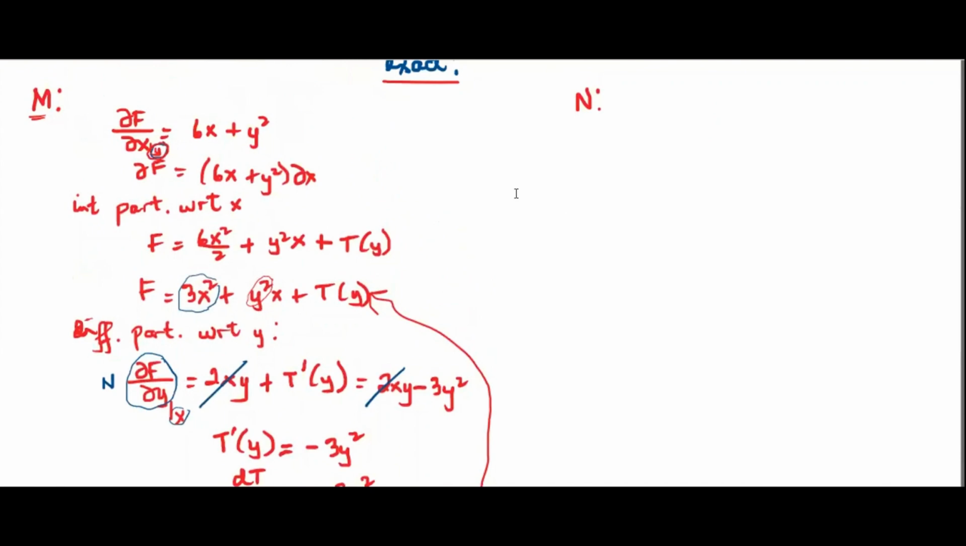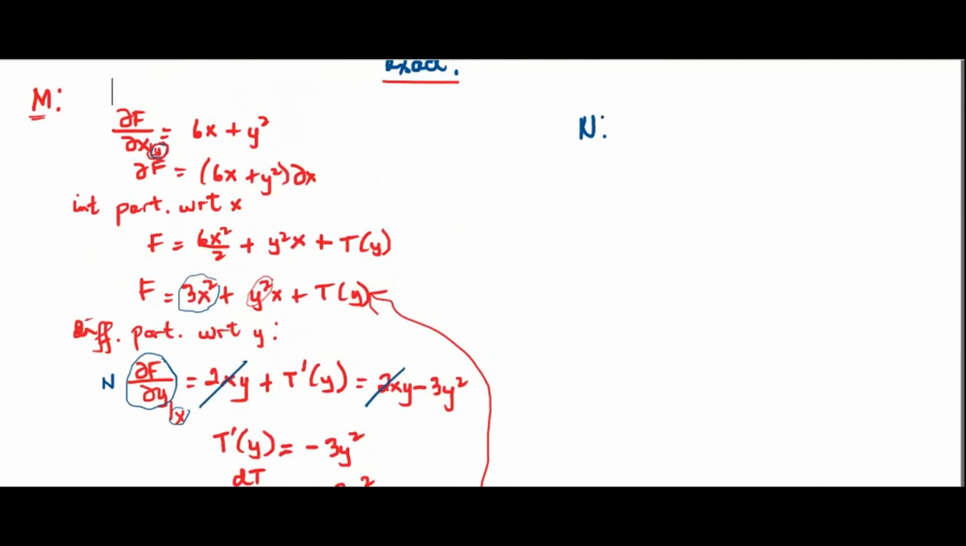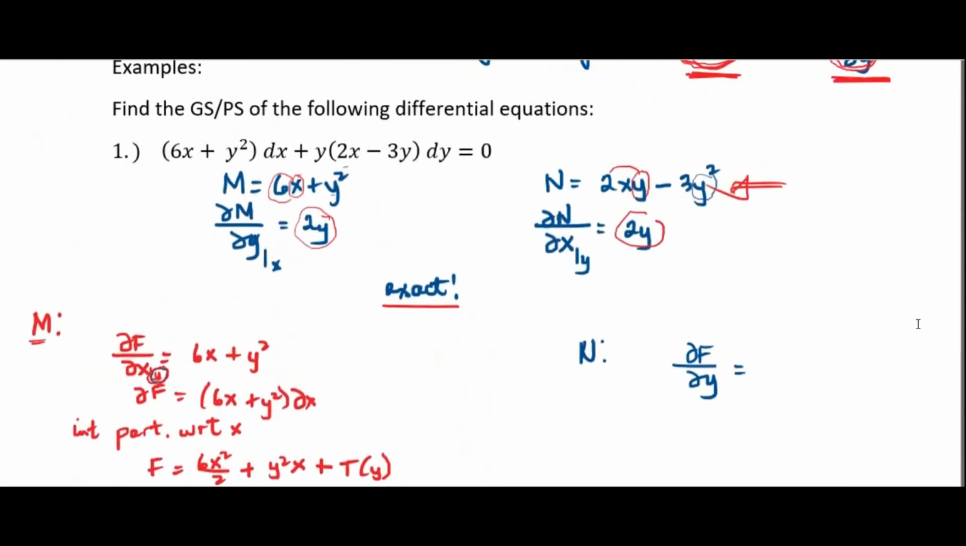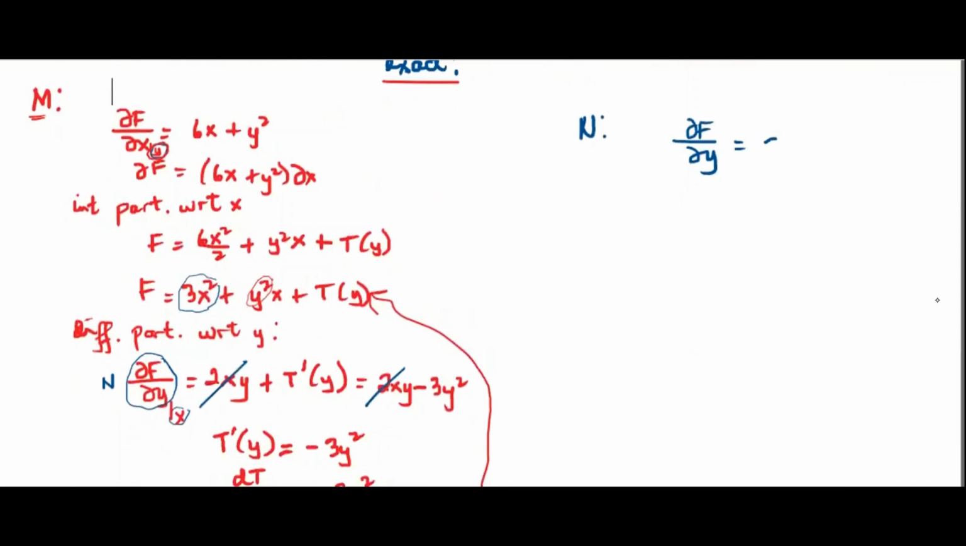Okay? Now, what if I start naman with n? Mag-i-start naman ako sa n. Ano nga ang n natin? Yung partial of f with respect to y, yan yung n natin. And ano ba ang n natin? 2xy minus 3y squared.